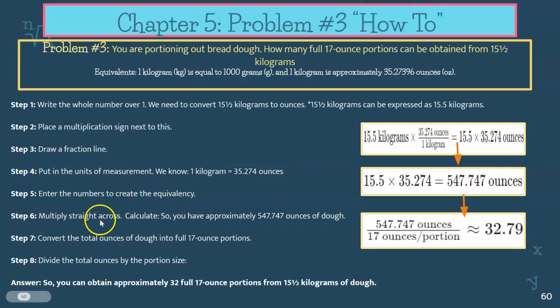And then you are going to take that amount of bread dough and divide it into portions. So you're just going to put that total amount of ounces divided by 17 ounces, because that's how many ounces are in each portion. And you are going to get 32.79. So you can't round that up, because it's asking you how many full portions you have. So you'll have over 32 portions, but they're asking for full. So you have 32 full portions you can obtain from 15.5 kilograms of dough.